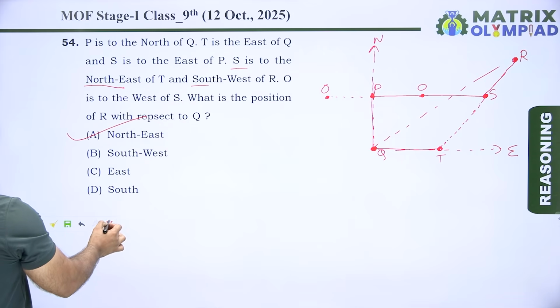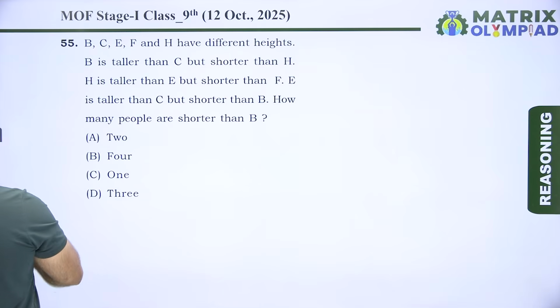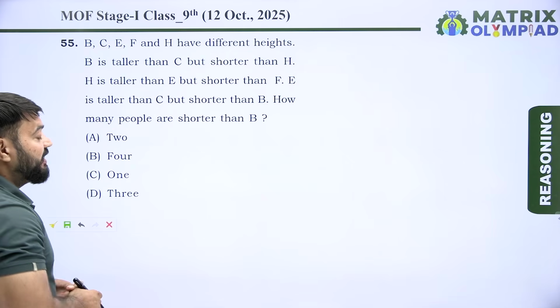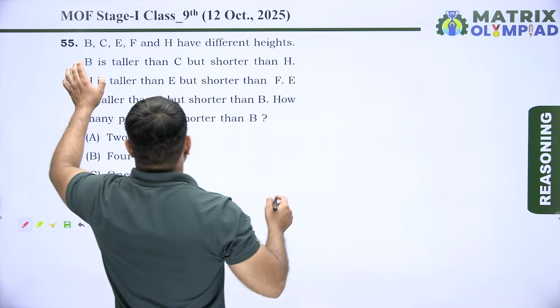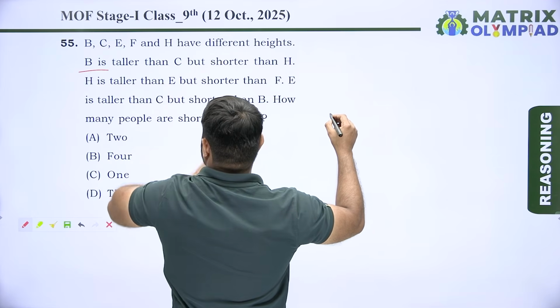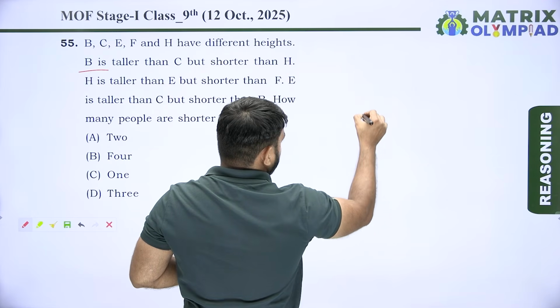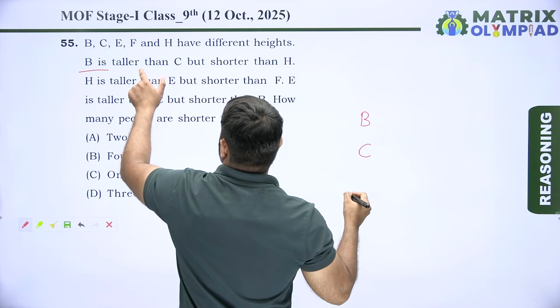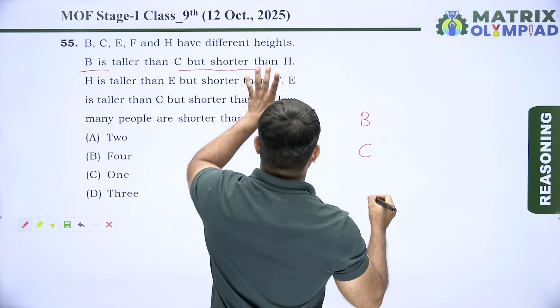Let's move on to the next question. So now the next question is question number 55. B, C, E, F and H have different heights. B is taller than C but shorter than H. H is taller than E but shorter than F. E is taller than C but shorter than B. How many people are shorter than B? So there are 5 persons. So the question is, B is taller than C. But B is shorter than H.